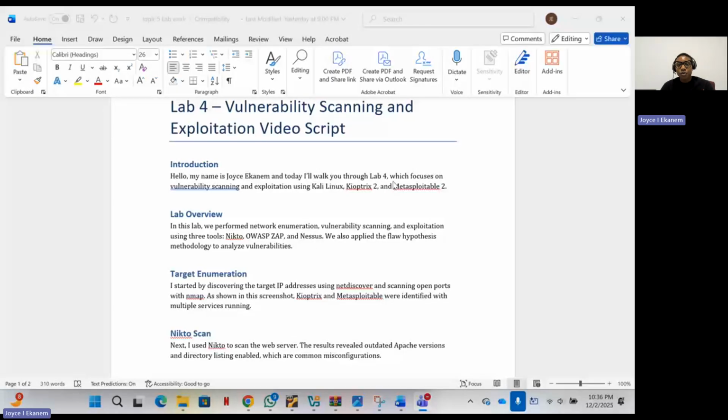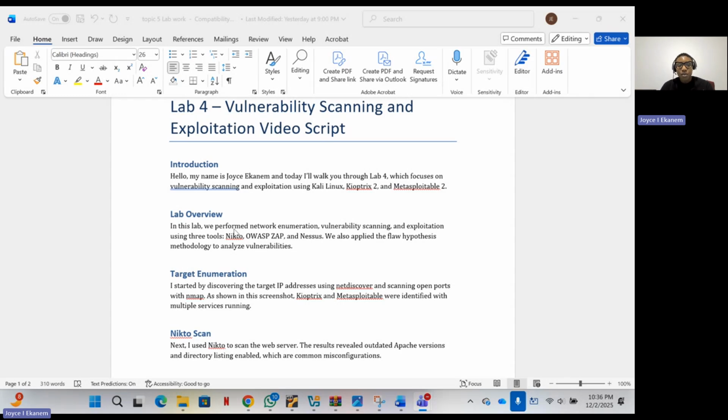Lab 4, which focuses on vulnerability scanning and exploitation using Kali Linux, Kyoptrix 2, and Metasploitable. In this walkthrough, we will just be using Kali Linux and Kyoptrix 2 for the moment. Then in our next video, we will be using Metasploitable.